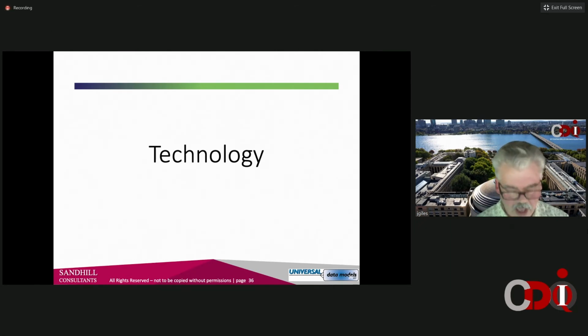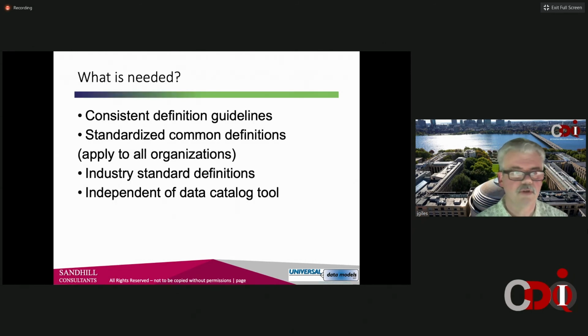So let's take a look at the intersection of what it means to the technology side of things. As Len mentioned, we have to have some idea of consistent definitions with guidelines, some standards, industry standard definitions, and of course, it's independent of the data catalog tool. When we talk about building out a business glossary, you don't necessarily have to have technology to get started. You could do it with something as simple as an Excel spreadsheet. But software is very good at organizing information and managing change over time and things like that.